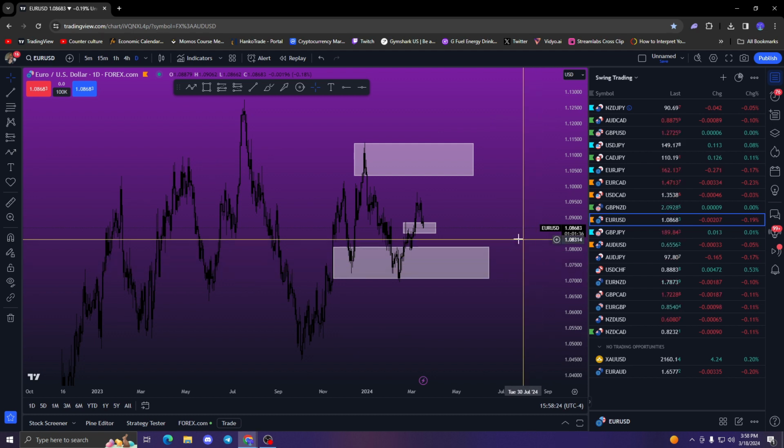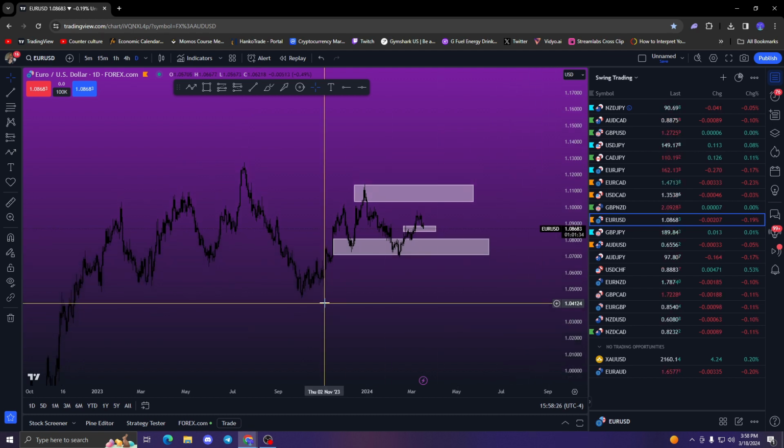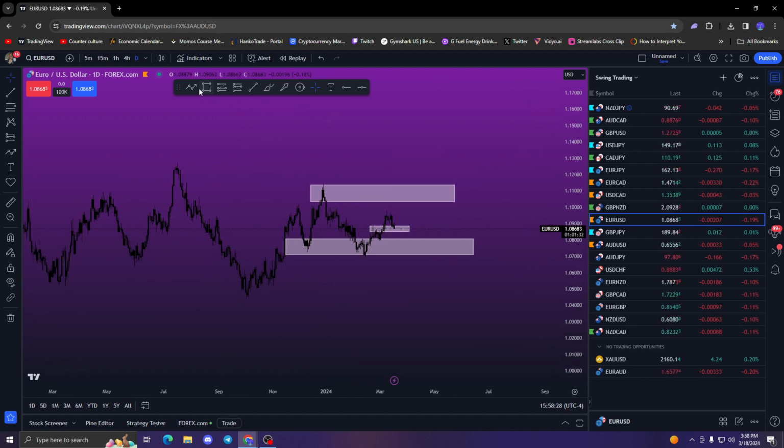Euro USD, what do we have? Recently, price was heading up. Price came down into a support zone. Price bounced away and people made money. And people also lost money in that process of these price movements.